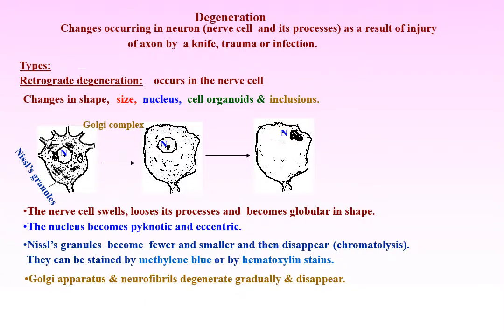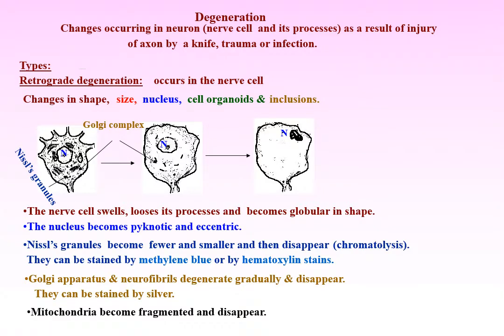Golgi apparatus as well as neurofibrils degenerate gradually and finally disappear. They can be stained by silver. Mitochondria also disappear.